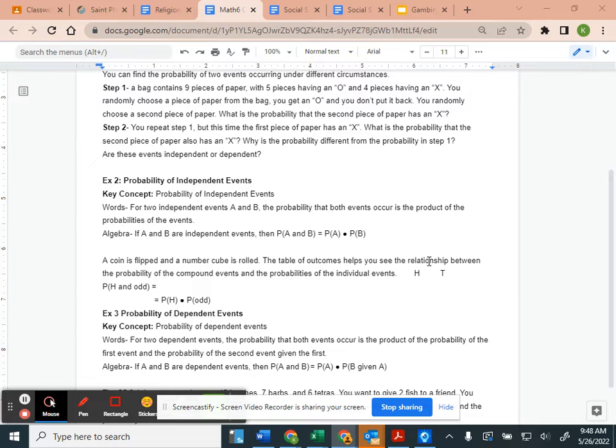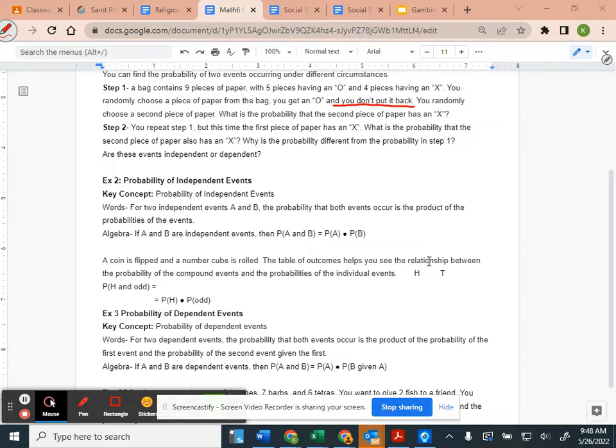Step 1. A bag contains 9 pieces of paper. 5 pieces have an O and 4 pieces have an X. You randomly choose a piece of paper from the bag and you get an O. Now this is the key part. You don't put it back. Then you randomly choose a second piece of paper. What is the probability that the second piece of paper has an X?